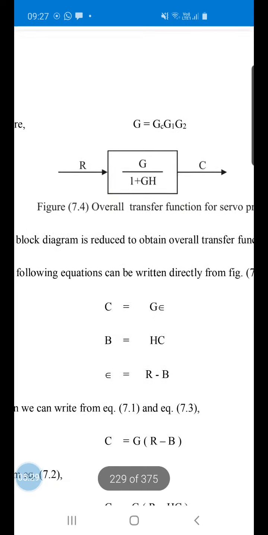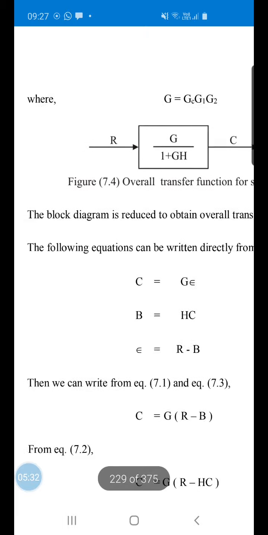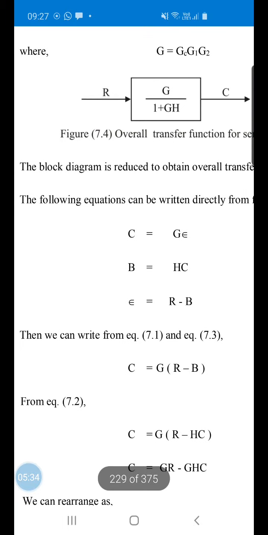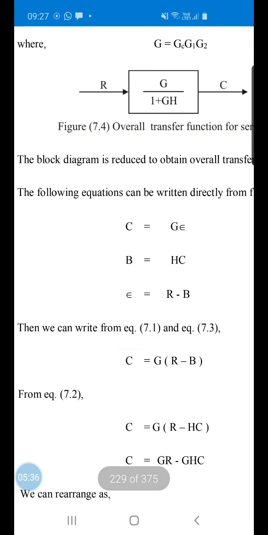Now how does this come? We will see it one by one. We will solve the different equations and you will come to know. So this is nothing but C equal to G into epsilon. You will ask where it comes from.